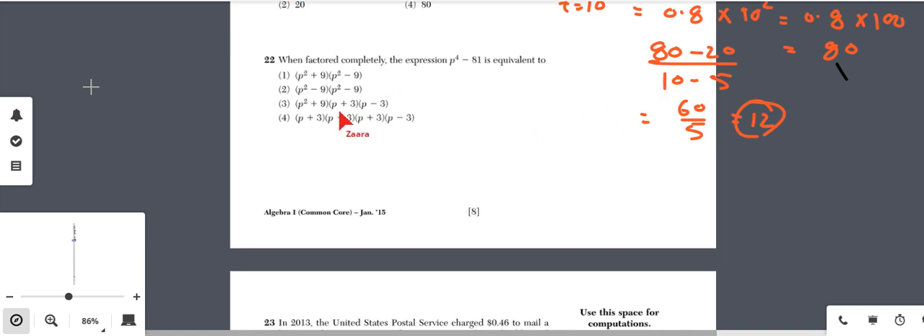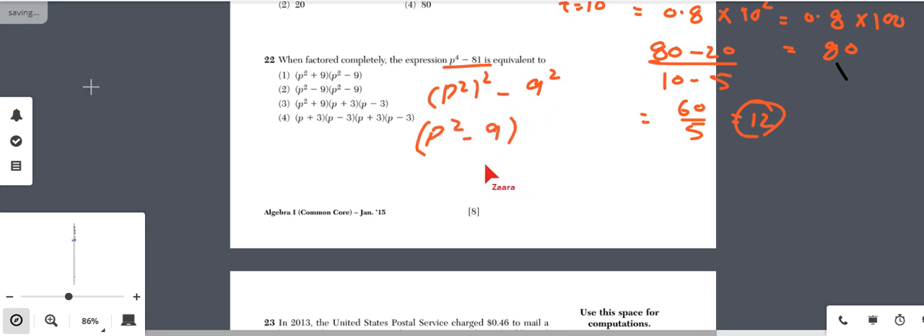Okay, when factored completely, simplify the expression p to the 4 minus 81. So p to the 4 can be written as p squared to the power of 2, and 81 can be written as 9 raised to the power of 2, right? So it can become p squared minus 9 and p squared plus 9.